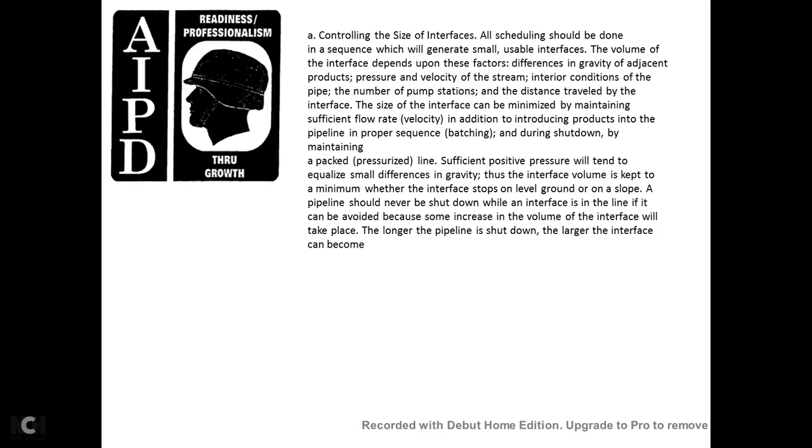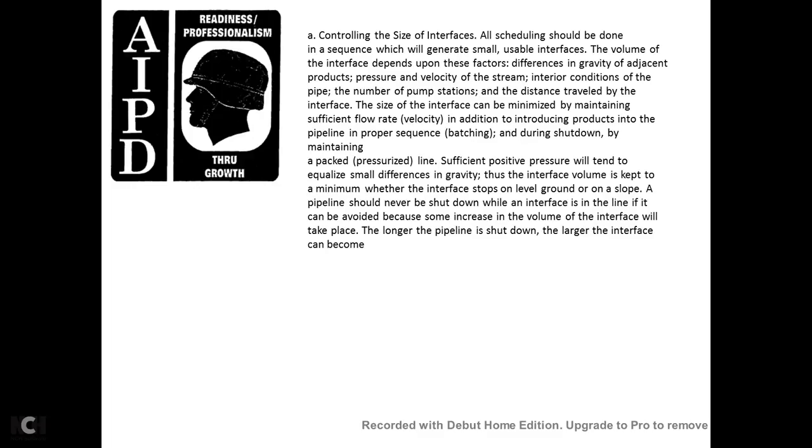Controlling the size of the interface in scheduling should be done with the sequence, to generally generate a small usable interface. The volume in the interface depends on these factors: difference of gravity between adjacent products, measure velocity of the stream, interior conditions of the pipe, number of pumping stations, and distance traveled by the interface. The size of the interface can be minimized by maintaining sufficient flow rate and velocity, and by introducing the products into the pipeline in proper sequence.